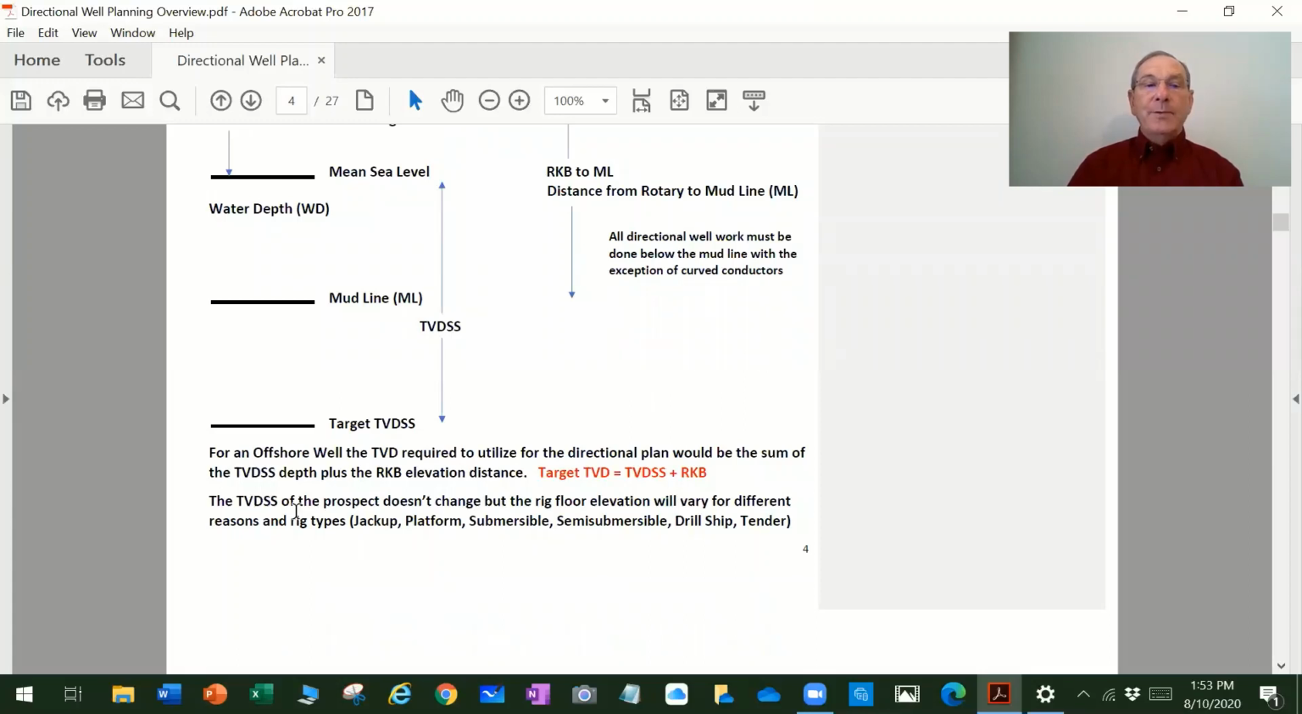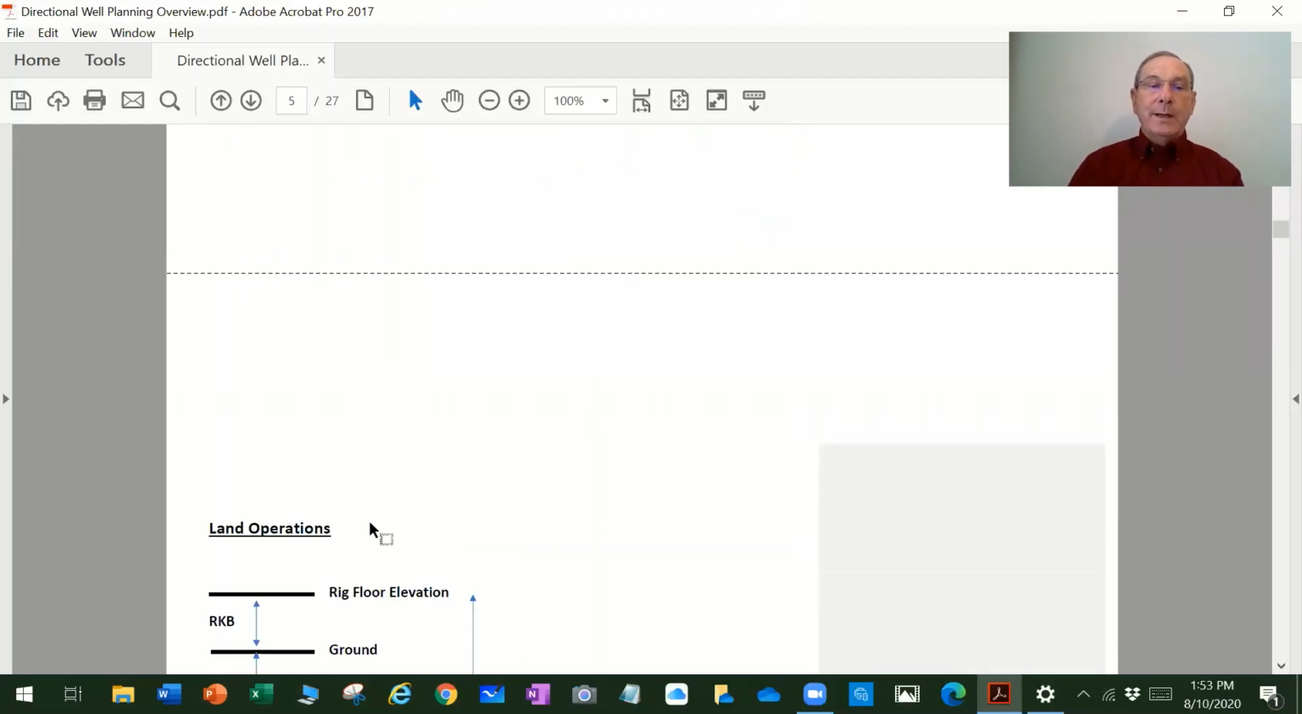So the TVD subsea of the project doesn't change, but the rig floor elevation based on different rig types will change. So generally speaking, the geological work may have been done a year or even more than a year in advance of the rig showing up on location. So we have to take that depth and adjust it for our RKB because it could be drilled with a jackup, a platform rig, submersible, semi-submersible, drill ship, tender. There are many different types of offshore operated rigs that we would have to adjust that to our project depth.